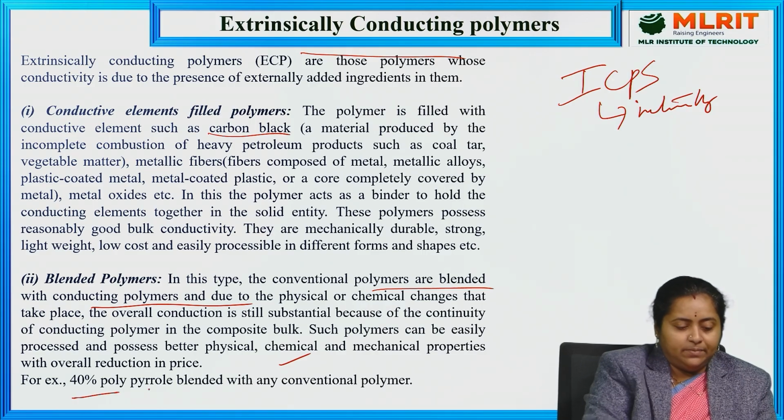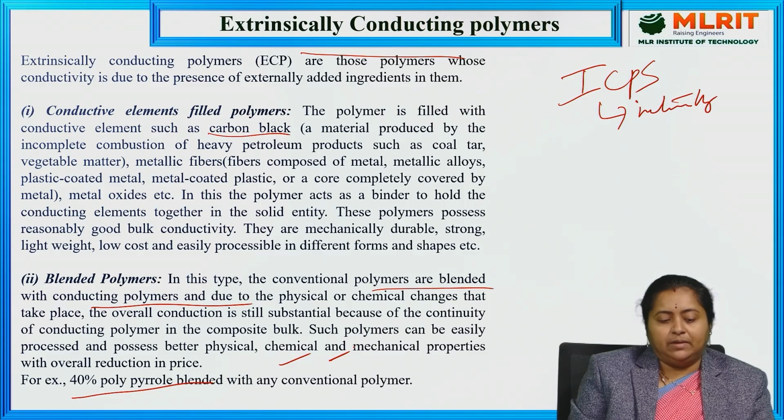Say for example, 40% polypyrrole when it is blended with any conventional polymer, that means 60% we have to take the conventional polymer. So for improving its properties, it is to be blended with 40% polypyrrole, so that its conduction capacity will be increased.